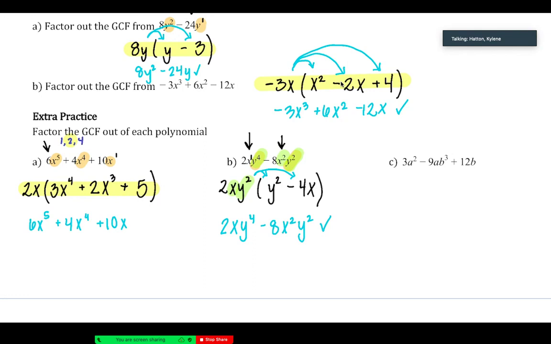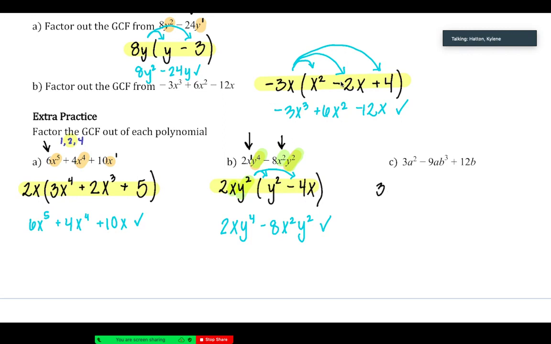And then for the last one, so 3a squared minus 9ab cubed plus 12b. So remember, first thing we're checking is what's the greatest number that I can factor out. Start with your lowest coefficient, which is 3, and then think, is that a factor of the other coefficients? So is 3 a factor of 9? It is, because it'd be 3 times 3. Is 3 a factor of 12? It is, because it'd be 3 times 4. So that means that I can factor out a 3.